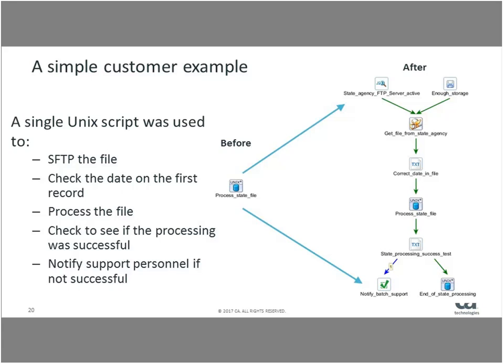The text file monitor can be either a continuous monitor watching a daemon's log file looking for things, or in this case, more of a one-and-done type of deal where I'm going to check the first record to see if it has today's date from that state agency, and so it matches up to what the file name is too.